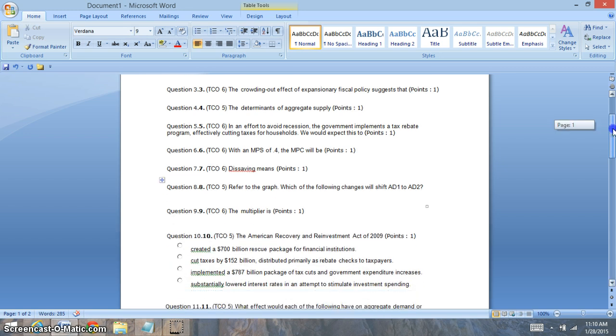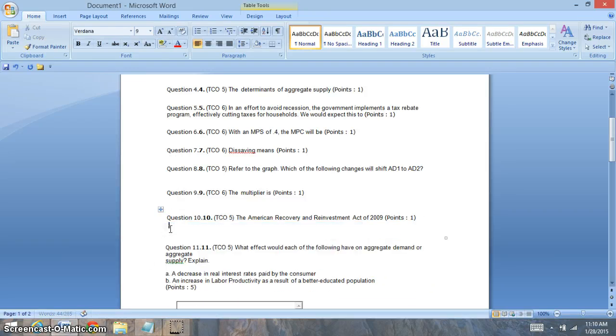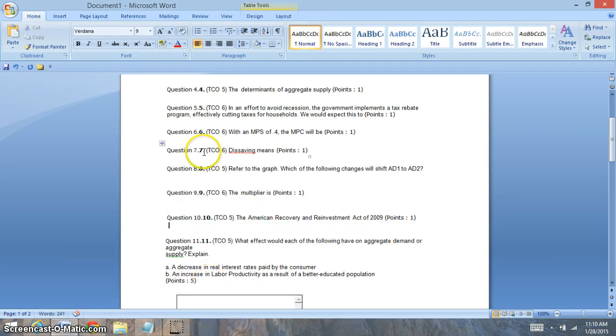Question 5 is looking at the determinants of aggregate supply. Aggregate supply is focused on wages, prices, expectations, and businesses. I'm sorry, business taxes, I should say. Those are the key components that they're concerned about. Question 5, if you want to avoid a recession, the government implements a tax rebate, cutting taxes for all households. You would assume that the consumers will spend that money. And given that consumers spend that money, that will directly influence the aggregate demand in our economy.